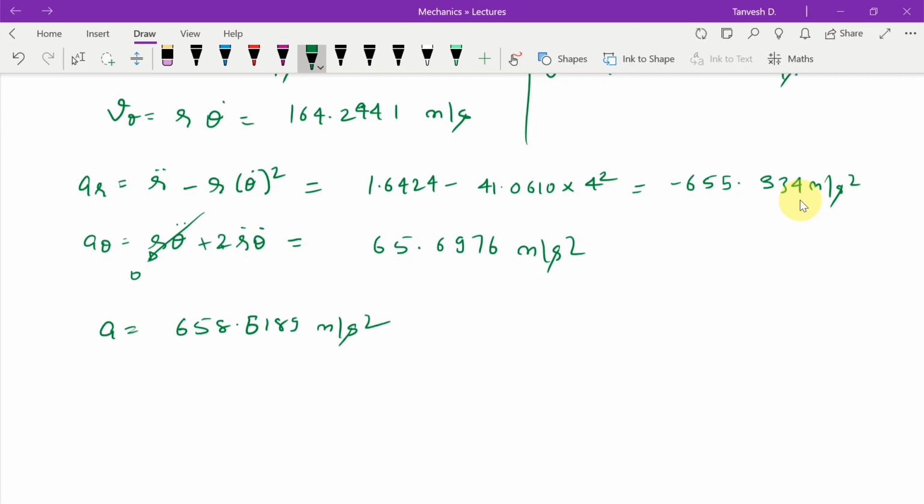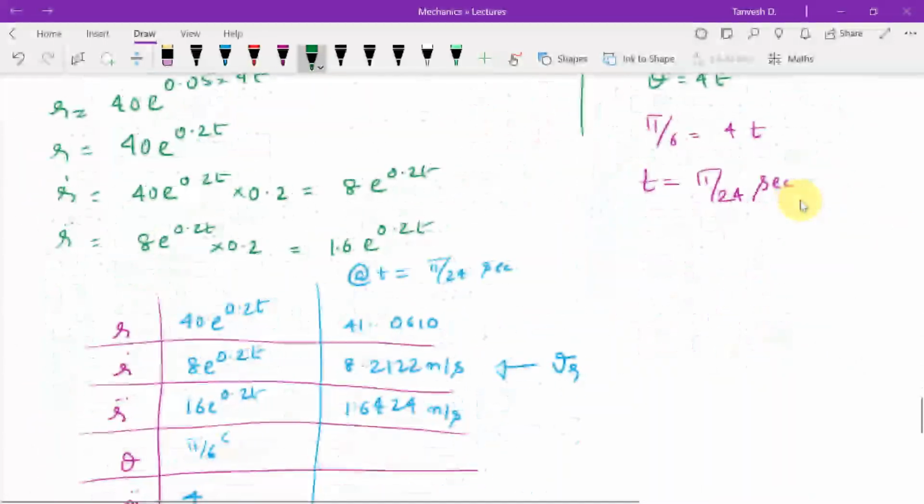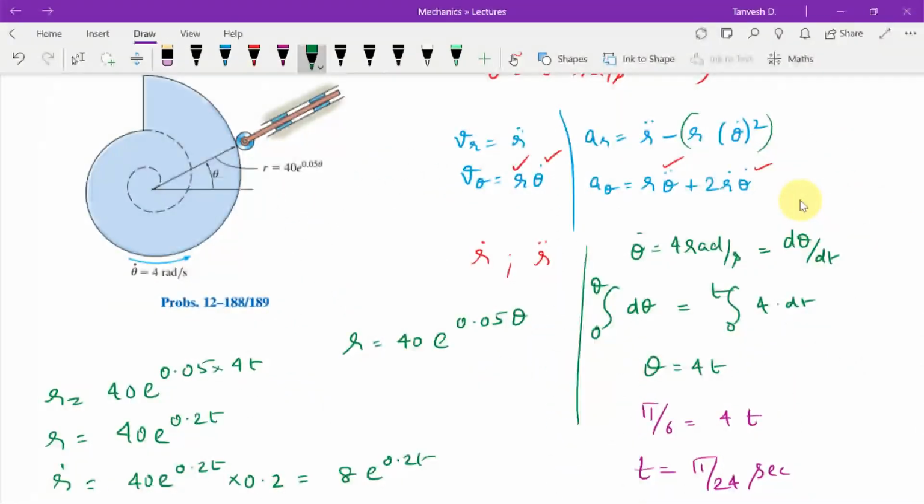So that's it. These were the numericals in the cylindrical component system. So that's it for this lecture.